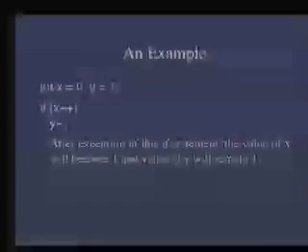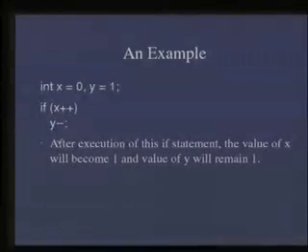Here is a simple example to illustrate that side effects may take place during the condition evaluation. So in this example, x is initially 0 and y is initially 1. And the if statement is if x++, then y--. Now, ++, remember, is the post increment operator, and -- is the post decrement operator. So when the condition, which is in this case x++, is evaluated, the result of the expression is 0, which is the old value of x, and the new value of x becomes 1.